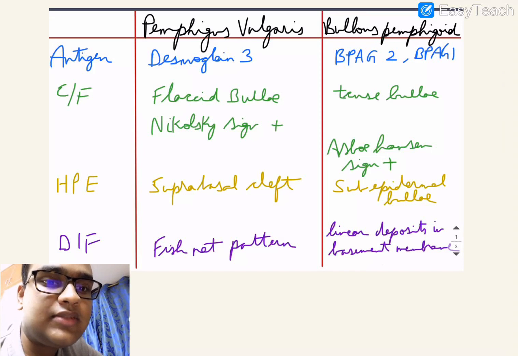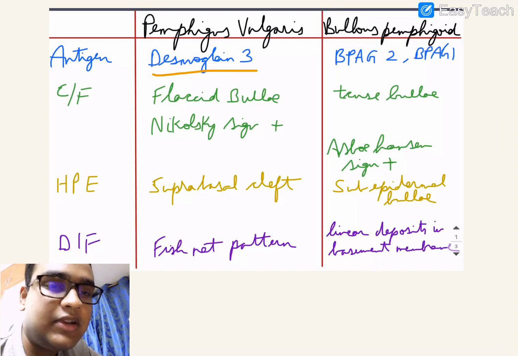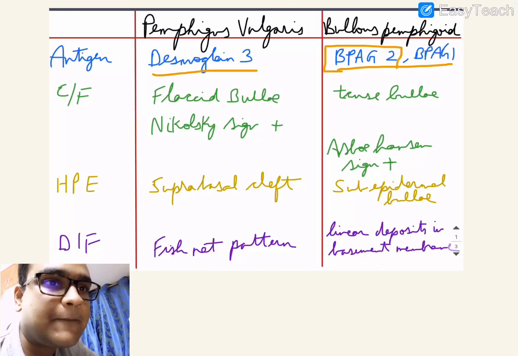We have to know what the antigen defects are in these conditions. In pemphigus vulgaris, the antigen which is defective is desmoglein 3. There is desmoglein 1 and desmoglein 2 which are present around the keratinocytes in the epidermis. In bullous pemphigoid, BPAG2 and BPAG1 are defective. BPAG stands for bullous pemphigoid antigen. So if options give both BPAG2 and BPAG1, choose BPAG2. This is more important.